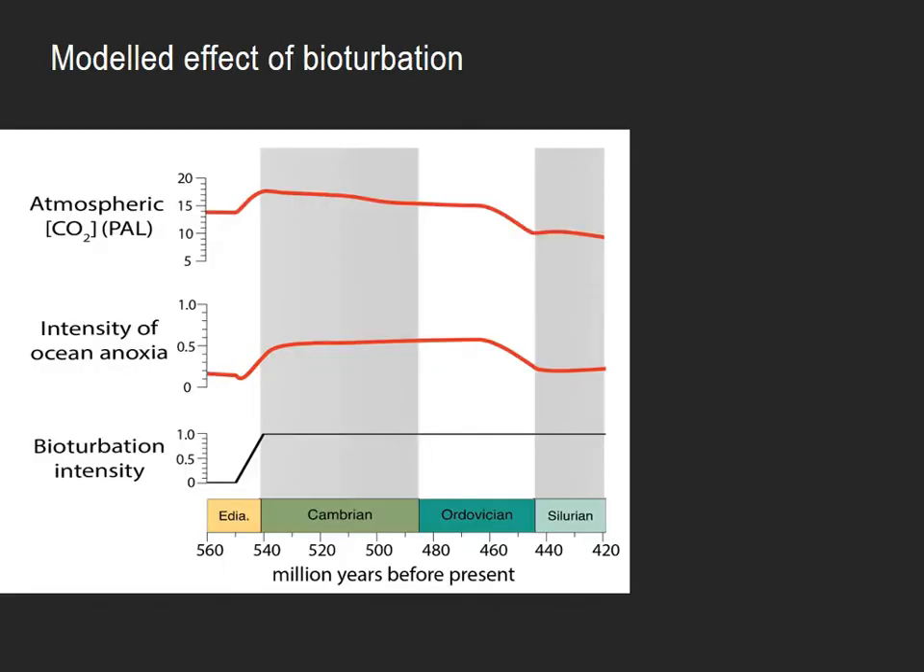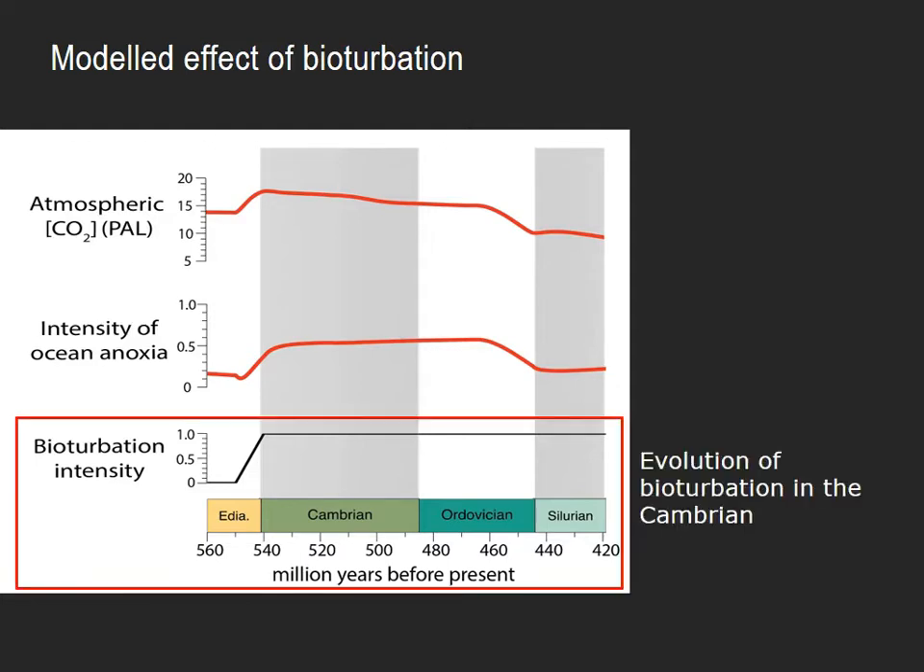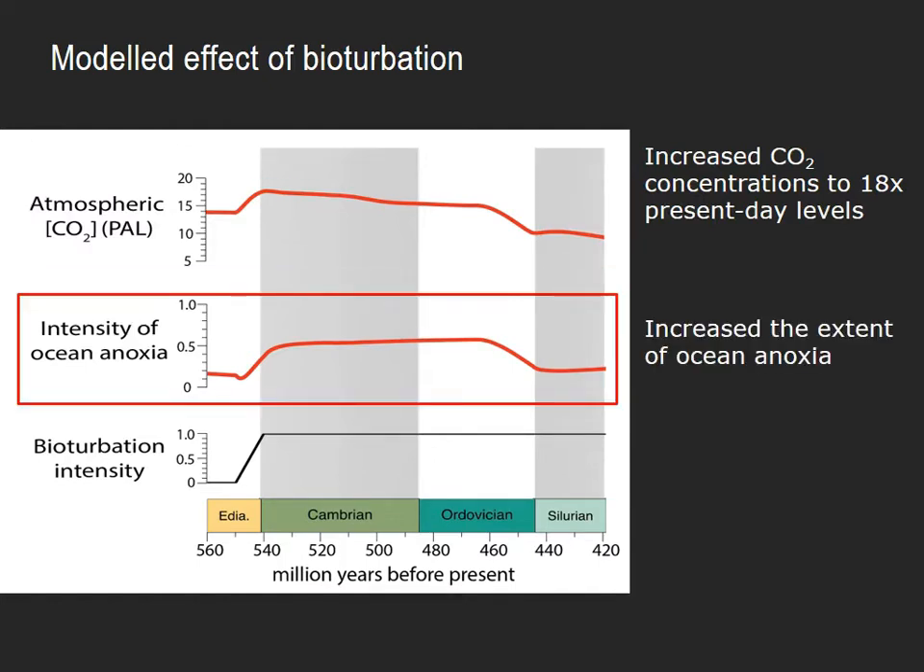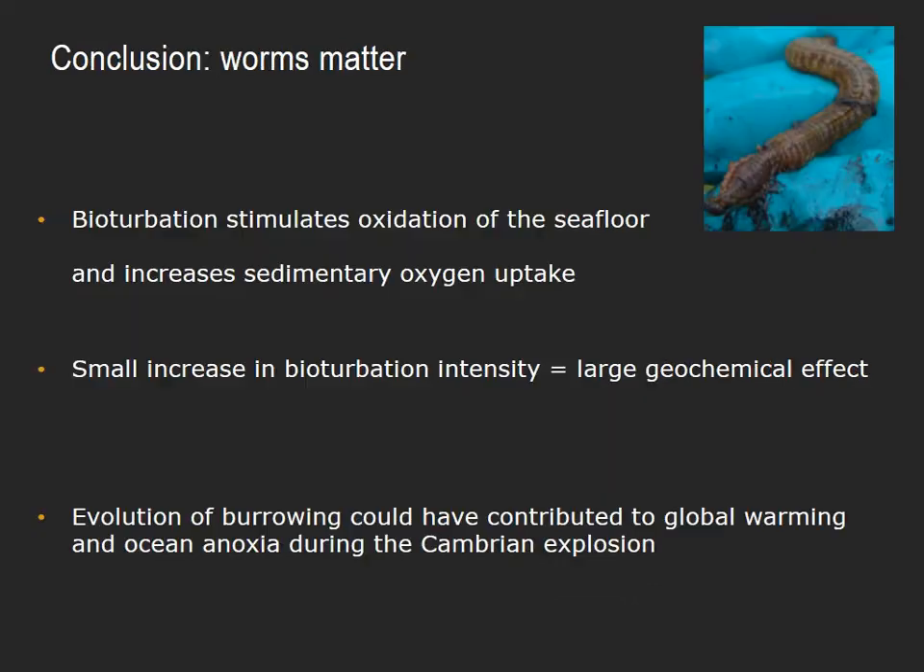And indeed, when you put this in a very large Earth system model, which models basically the biogeochemical cycles of the whole world, you see that when bioturbation evolved in the Cambrian, it triggered an increase in CO2, so it triggered a global warming event, and it also increased the intensity of ocean anoxia. So basically, when bioturbators started colonizing the seafloor, they also made the ocean, so the oxygenated water they need, anoxic.